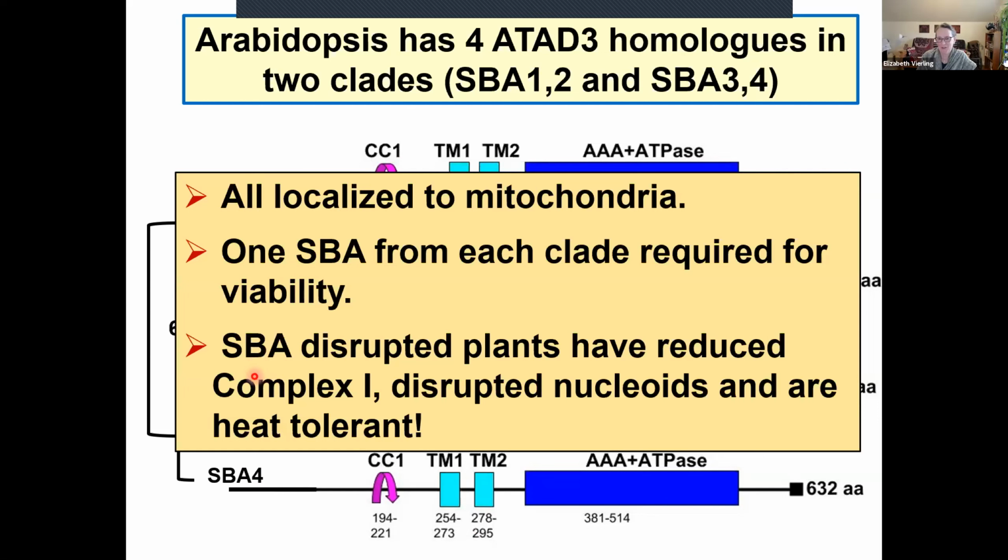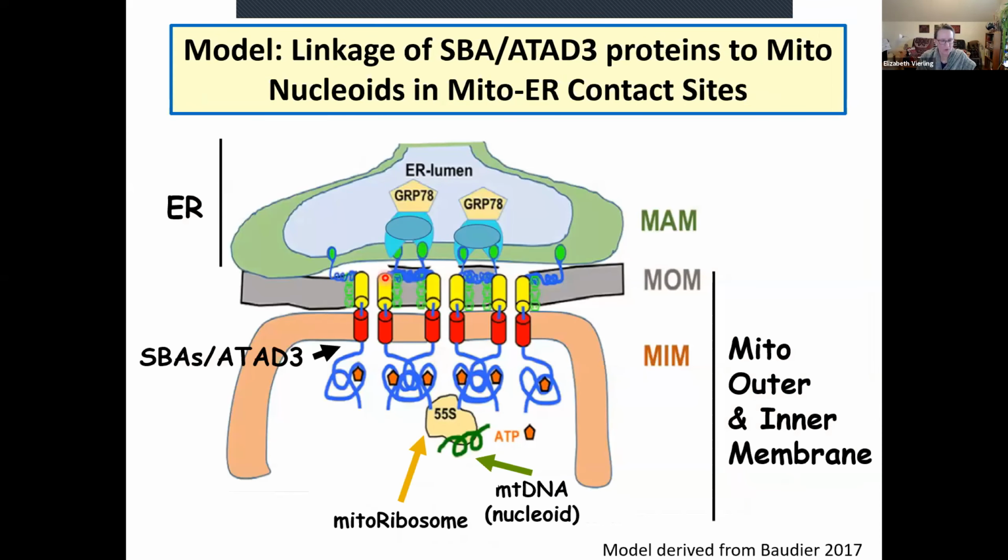But more interestingly, if we disrupt an SBA function, the plants have reduced complex 1, disrupted nucleoids, and they're also heat tolerant. So the phenotype of the SBA proteins that interact with SHOT1 essentially mirrors many of the SHOT1 phenotypes. All right, so that brings me to our current thinking of how SBA ATAD proteins and SHOT1 are interacting. Again, the mammalian literature supports that these ATAD proteins are involved in mitochondrial ER contact sites. The SBAs are interacting with SHOT1 mTERF18 somewhere in this mitochondrial DNA nucleoid interface, and that's impacting mitochondrial gene expression.